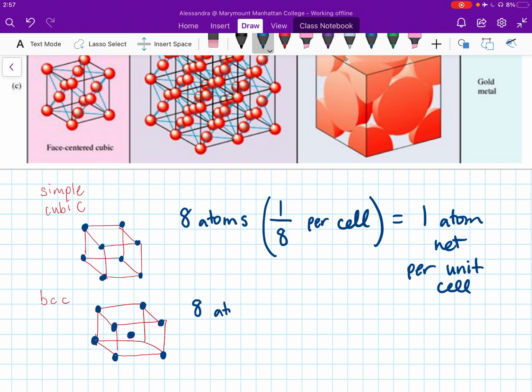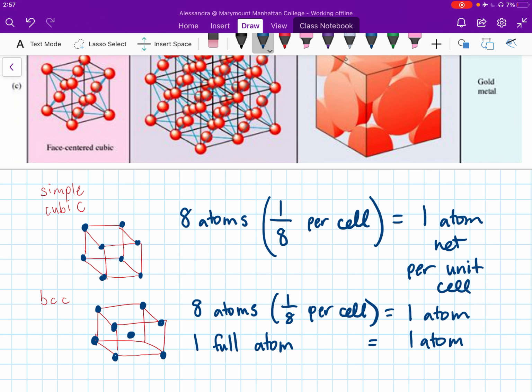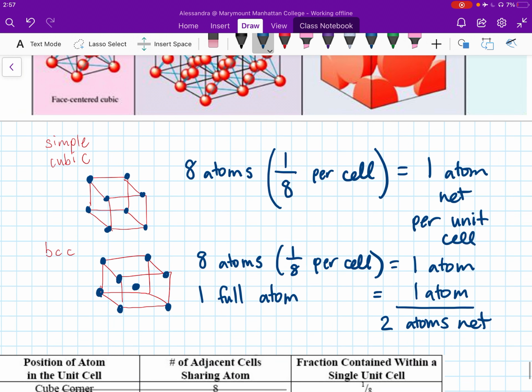So you have to consider the corner atoms the same way you did for the simple cubic. You have 8 atoms. 1/8 of them per cell yields 1 net atom per unit cell. But you also have 1 full atom in the center of the unit cell. So that gives you another atom per each unit cell. So you have 2 atoms net, 2 atoms total per unit cell.